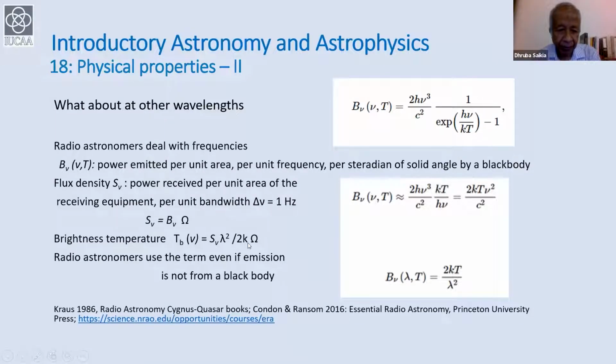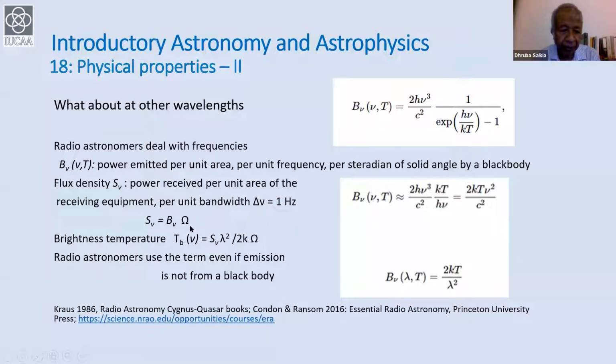So you can see for the same source, the brightness temperature increases with wavelength. And as I just mentioned, radio astronomers use the term even if emission is not from a black body. In fact, the brightness temperature has some useful physical meaning because there is a limit to it, which was calculated a long time ago. If it increases beyond about 10^12 degrees Kelvin, then inverse Compton processes take over. So it is good to know what the brightness temperatures of the objects are.